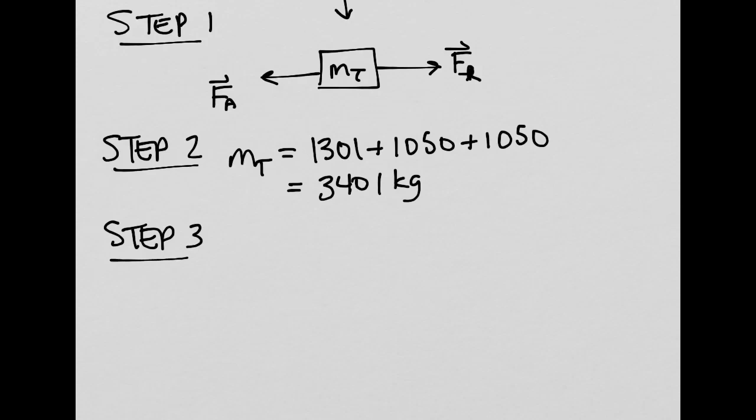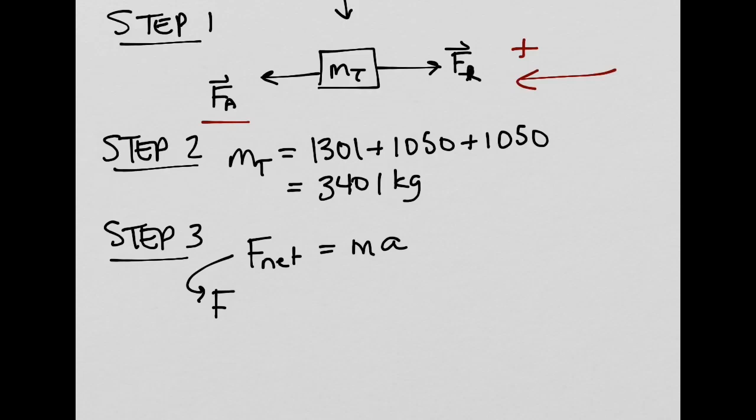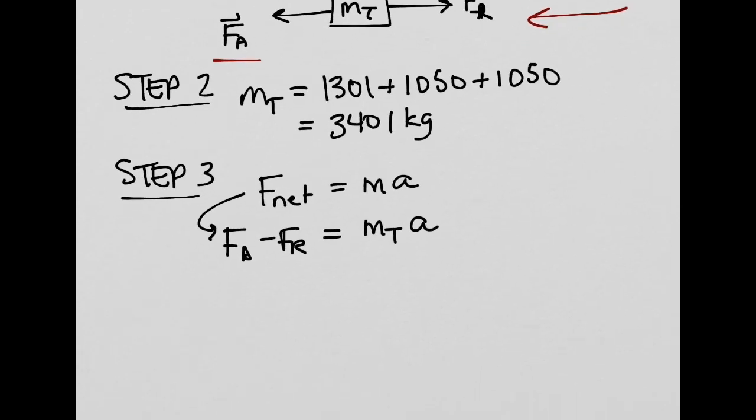Step 3 says set up Newton's second law, so that's the net force equals the mass times acceleration. Now we're going to go straight to the net force of the system. We're going to say that left is positive because Fa is greater. So Fa take away Fr or Ff, doesn't matter, equals the mass total times the acceleration of the system.